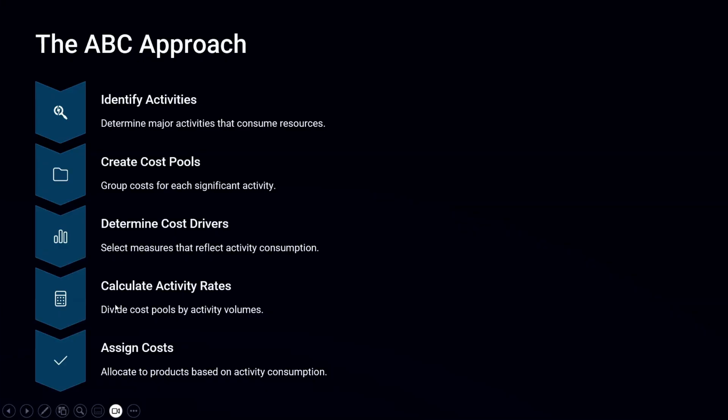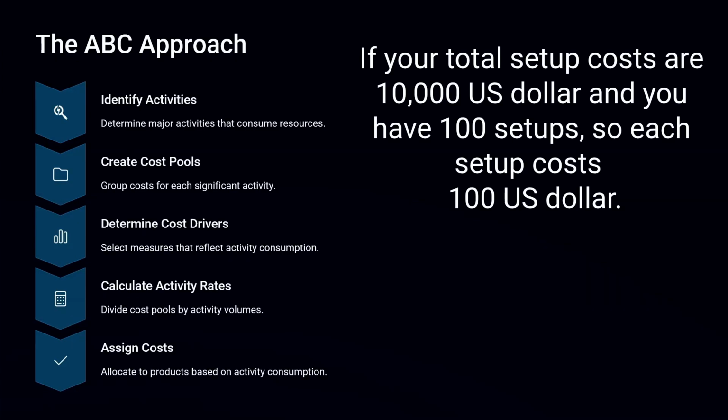Then step number 4, calculate activity rates by dividing the cost pool by activity volume. Here we calculate how much each activity costs per unit. For instance, if your total setup costs are 10,000 US dollars and you have 100 setups, so each setup costs us 100 US dollars.